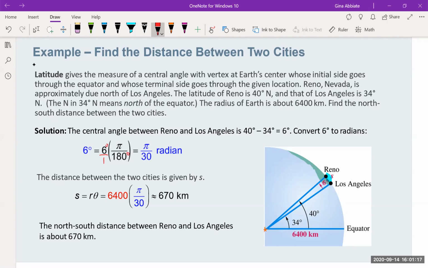Now we need to know the radius of the Earth, right? Because our formula calls for the radius and the central angle. So that first part we did was to find the central angle. And they told us that the radius of the Earth was about 6,400 kilometers. So plugging in the radius here, and then here's the central angle, plugging that into a calculator, we get that they're about 670 kilometers apart. So let's see, how many miles is that?